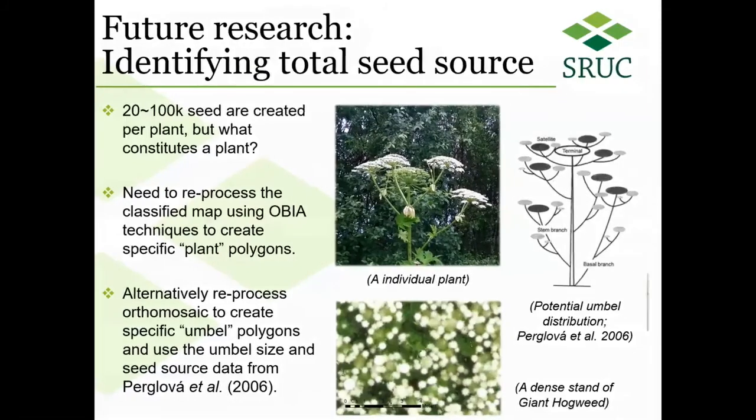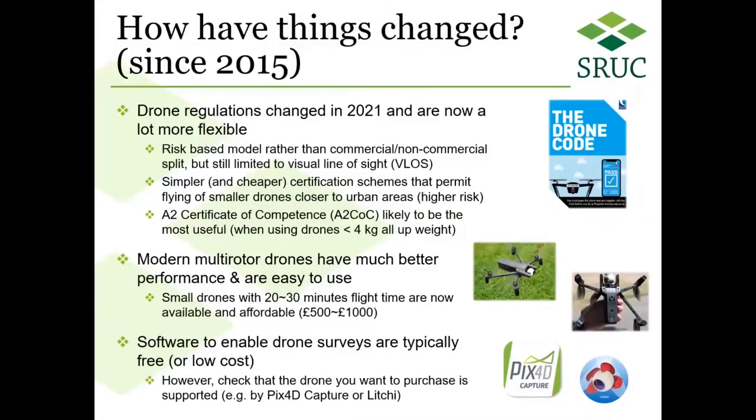I think I'm doing okay on time. So how have things changed? Drone regulations have changed a fair bit, actually. New regulations came in this year, in 2021, and they've changed from a commercial, non-commercial split to a risk-based model, which I think is a good thing. There's a lot of comment on whether it's good or not, but I personally think it's a good thing because it allows more operators to work in this space and work with drones.